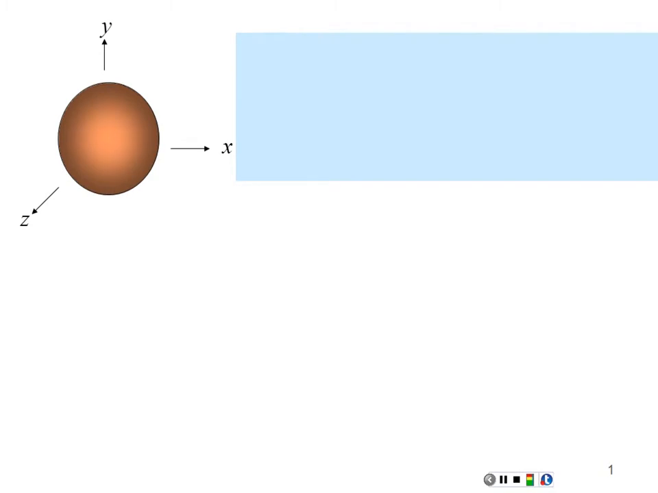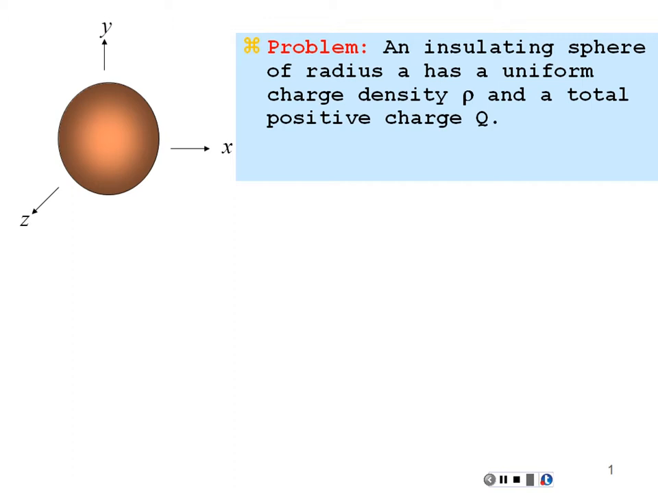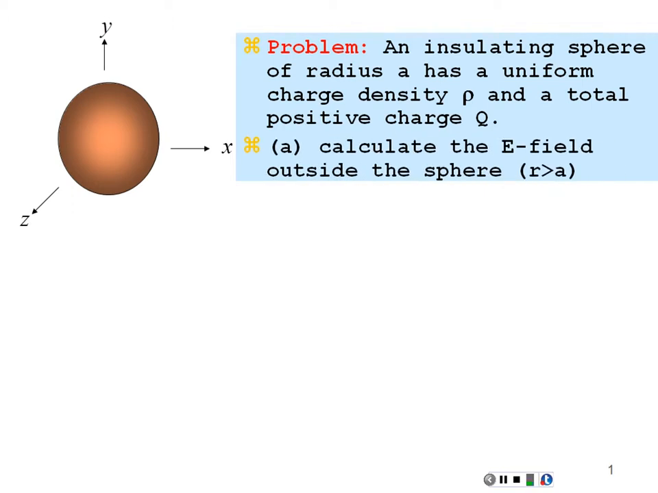So now that we've had one example of Gauss's law, that is deriving Coulomb's law from Gauss's law, let's look at a few more examples of Gauss's law. Here's a problem. An insulating sphere, radius A, has a uniform charge density ρ and a total positive charge Q. Calculate the electric field outside the sphere.